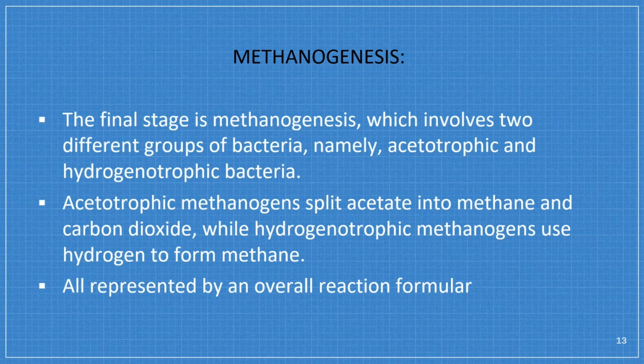The last reaction process is methanogenesis. It is the final stage where it involves two different groups of bacteria, namely acetotrophic and hydrogenotrophic bacteria. Acetotrophic methanogens split acetate into methane and carbon dioxide, while hydrogenotrophic methanogens use hydrogen to form methane, all represented by an overall reaction formula.